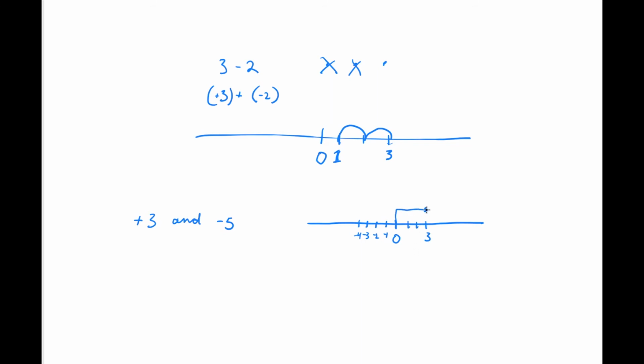Now we have a negative 5. We need to go to the left 5. 1, 2, 3, 4, 5. And that's right over negative 2. So combining a positive 3 and a negative 5 is going to give us a negative 2, right? You could also say 3 minus 5 equals negative 2, because here's the rule.